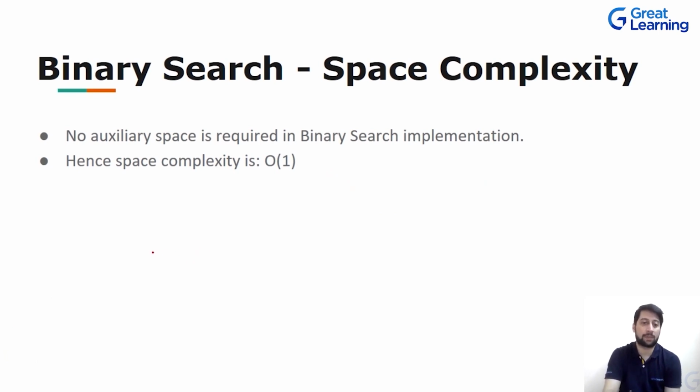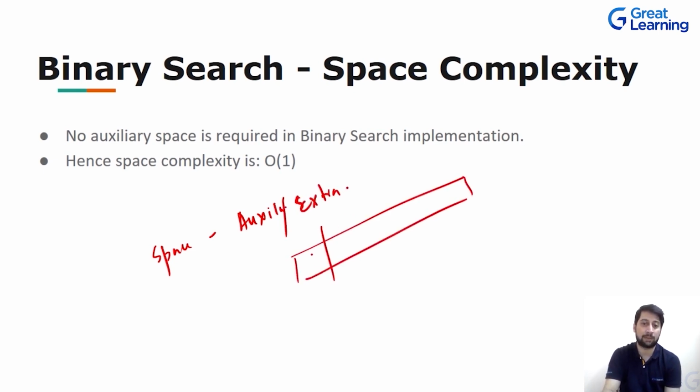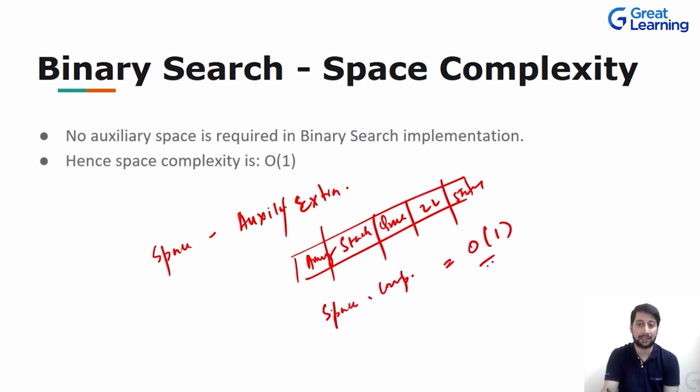Now, when you talk about space complexity, we only think of auxiliary memory, or you can say any extra memory that you have used. Since we did not use any extra memory, that can be in the form of an array, or a stack, or a queue, or a linked list, or even strings, right? Since we never use these extra memories in our implementation, the space complexity of binary search is big O of 1. That is, it takes a constant amount of space.